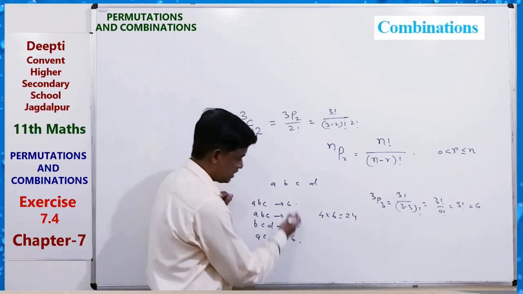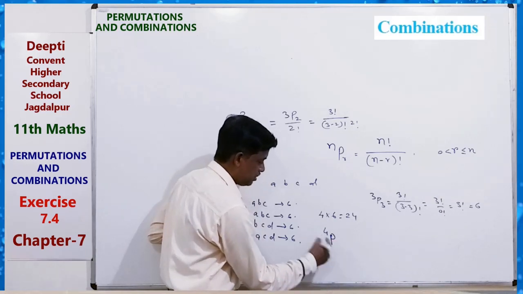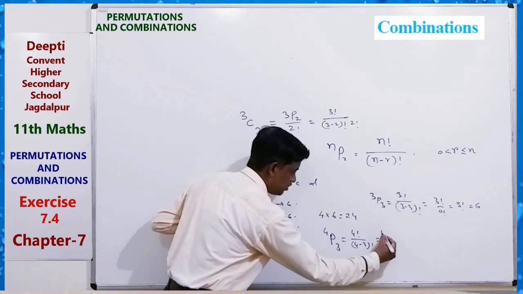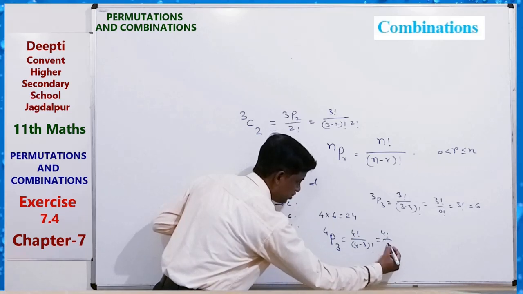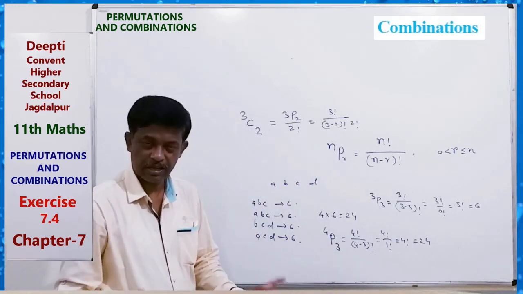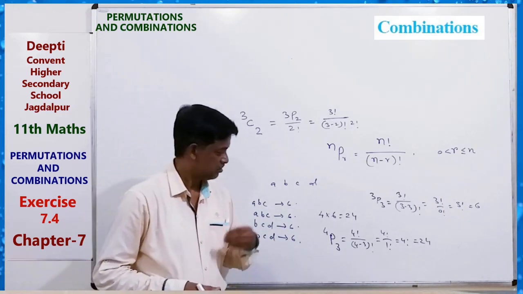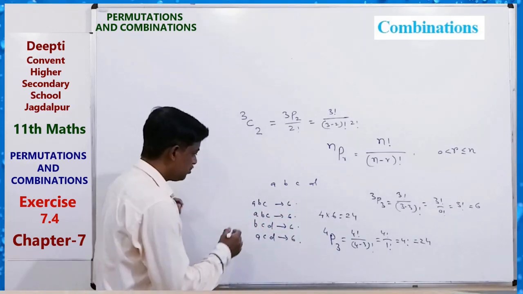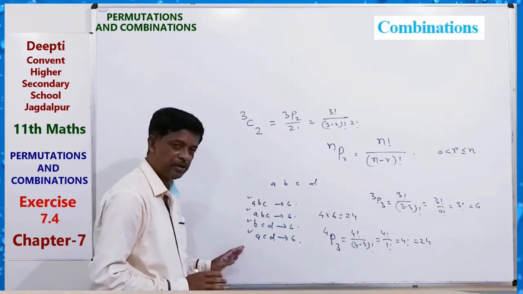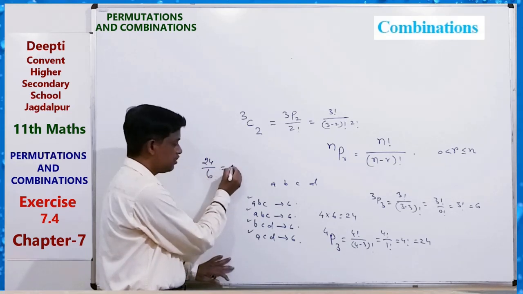Clear? This can also be found by 4P3, which is 4 factorial upon (4 minus 3) factorial, equals 4 factorial upon 1 factorial, equals 24. That is 4P3, the selection put in a definite order. Now, only selecting, not caring about order, how many ways are there? 1, 2, 3, 4. 4 ways. So 24 divided by 6 gives 4.